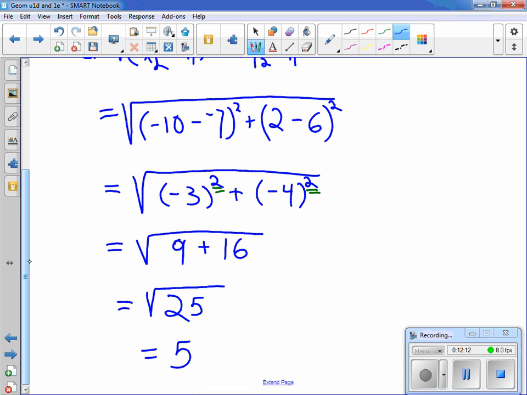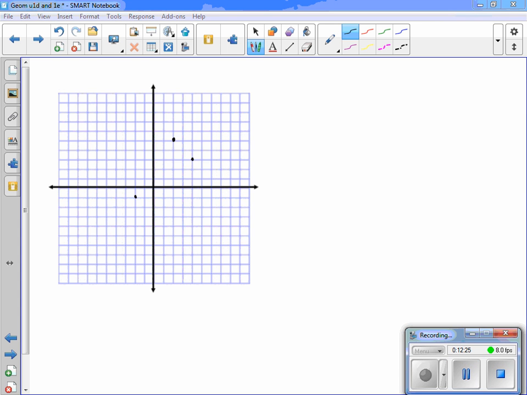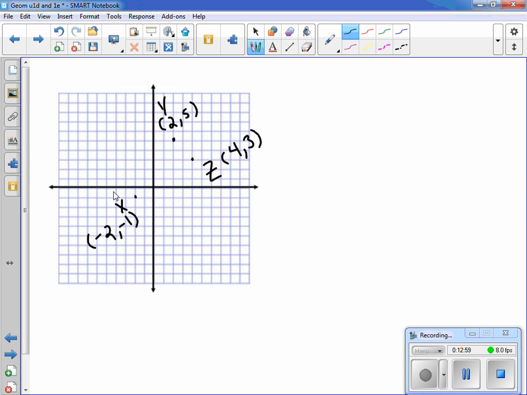Let's take a look at another example. Okay, so we have 3 points: x, which has coordinates negative 2, negative 1, point y, which has coordinates 2, 5, and then point z, coordinates 4, 3. So what we're going to do is find the perimeter of the triangle that is created by these 3 points using the distance formula. This is the application that will show up on your SOL, so make sure you pay close attention to it.